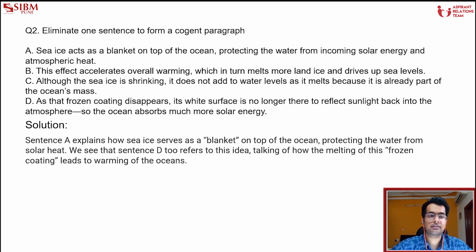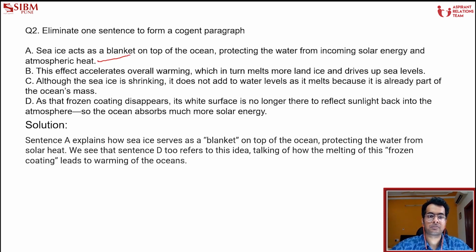So let's look at sentence A. Sea ice acts as a blanket on top of the ocean, protecting the water from incoming solar energy and atmospheric heat. So it simply talks about how sea ice protects the ocean water from incoming solar energy and heat. We'll keep it aside.